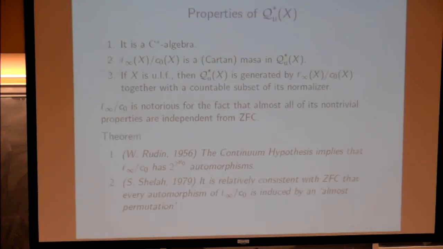Can you explain what relatively consistent is? It means that if you assume that ZFC is consistent, then this is consistent. Because we can never prove that ZFC is consistent. I mean, the only situation in which we can prove that ZFC is consistent from ZFC is if it's inconsistent, and we can prove anything. So we just have to be careful. There are some logicians in the audience, so I just have to make sure that I don't say anything false. Right. Any other questions?